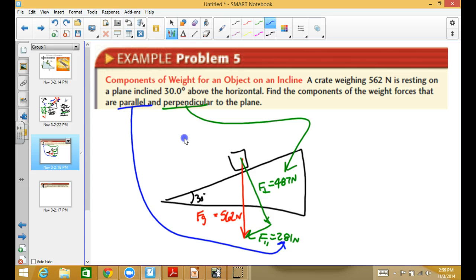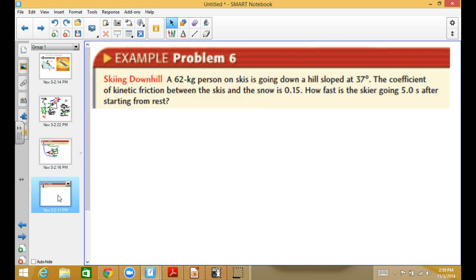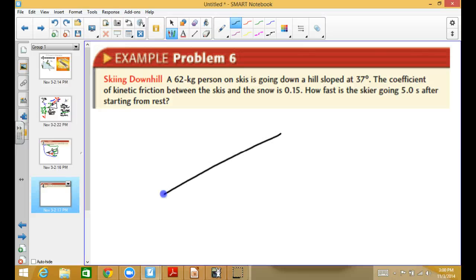Last problem. Person's going down the hill. How fast is the skier going 5 seconds after starting from rest? So I'll go through this just a little bit quicker than my initial one. So here's my inclined plane. It's 37 degrees. Got my skier.